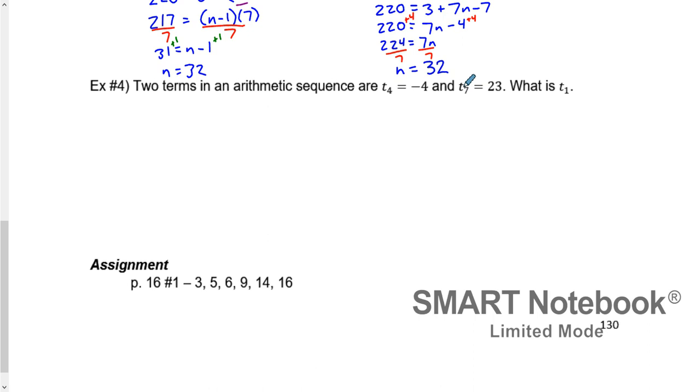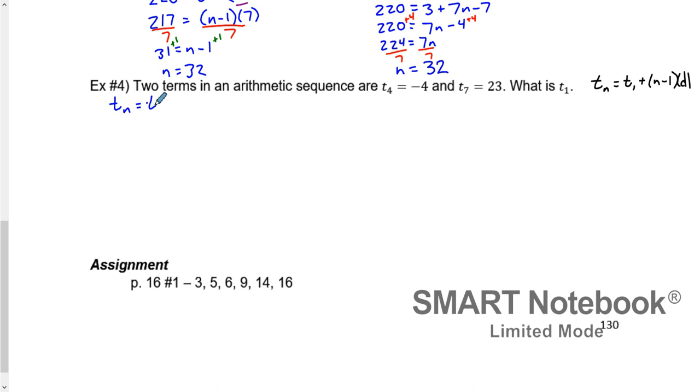You know that term 4 is -4 and term 7 is 23. Now, overall, this doesn't look like we have a lot of information. So I'm just going to write down the formula again, just so we get comfortable with it. Individually, we don't know a lot. But when we are able to combine them together, that's when we can actually find out a lot more information.